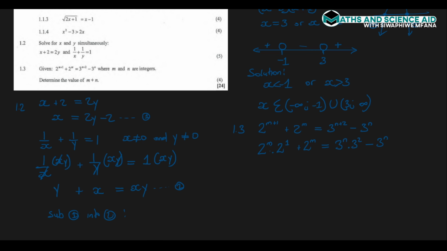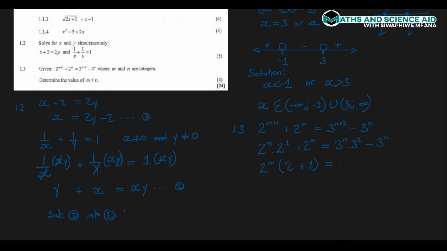And now from here on, you can see on the left hand side, we've got a common factor here, which is 2 to the power of m. So we can take that out. And if we then divide by this common factor, we are going to be left with 2 to the power of 1, which we can just simply write as 2. And then 2 to the power of m divided by 2 to the power of m is simply equal to 1. So we have just simply factorized by taking out a common factor.